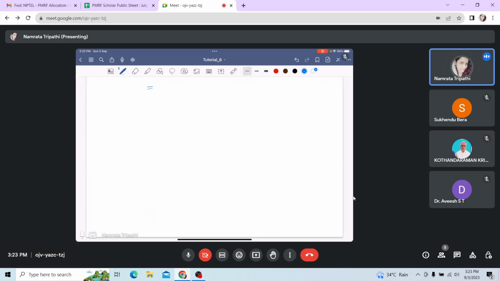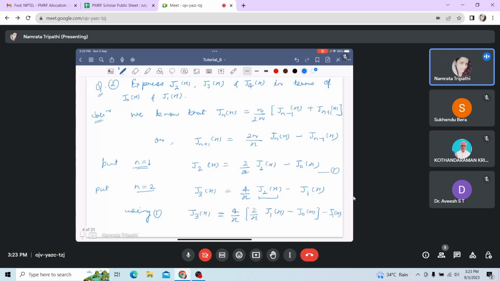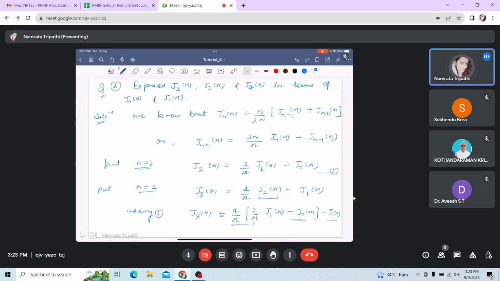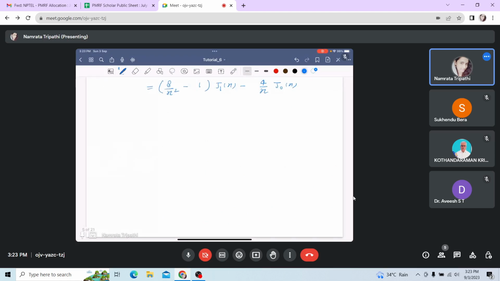So after calculating, we'll get, taking Z1 outside, and also you can clearly see from here, I'm just taking Z1 together and the coefficient of Z0 is minus 4 by x. So this is Z3. Similarly, we have to put n is equal to 3.